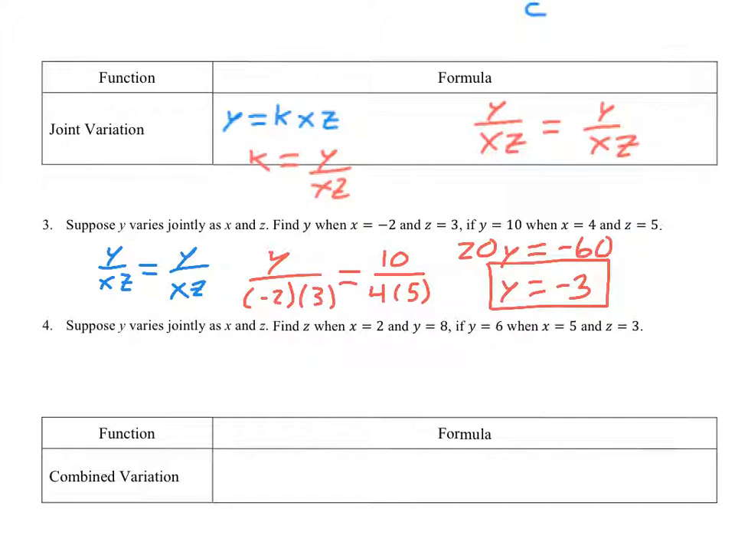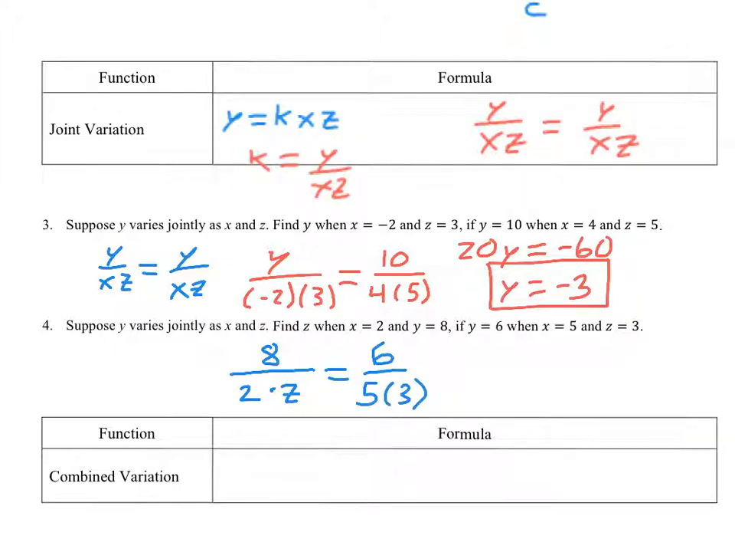On number 4, y varies jointly as x and z again, so we're going to use the same equation. This time we don't know what z is. Find z when x equals 2 and y equals 8. We know that on the other side, y equals 6 when x is 5 and z is 3.